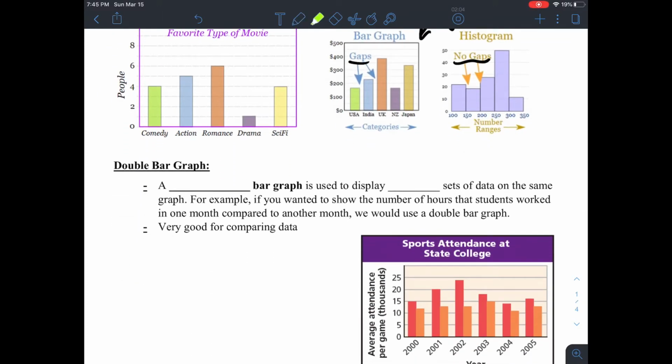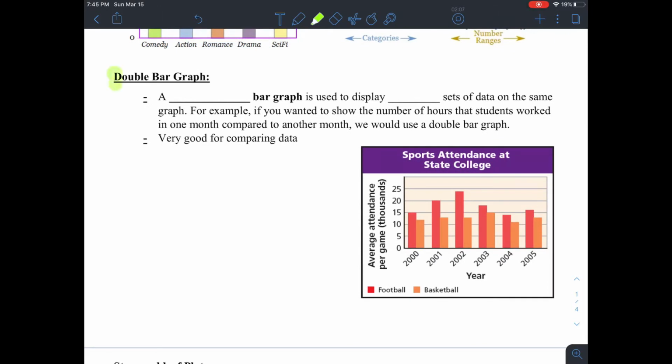Next, we have double bar graphs. A double bar graph is used to display two sets of data at the same time. They're especially useful when we need to compare data. For example, if we look at our model here, it says sports attendance at State College, and it compares the attendance of football games to the attendance of basketball games for the years 2000 through 2005. And it looks like more people attended football games throughout those years, every single year actually.